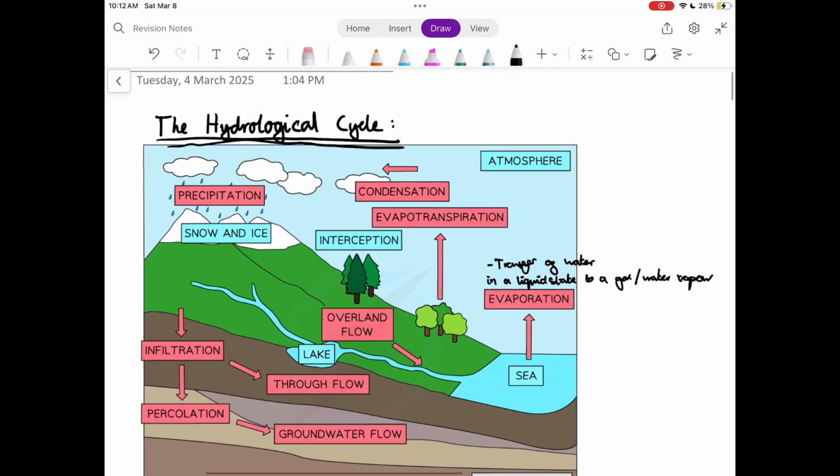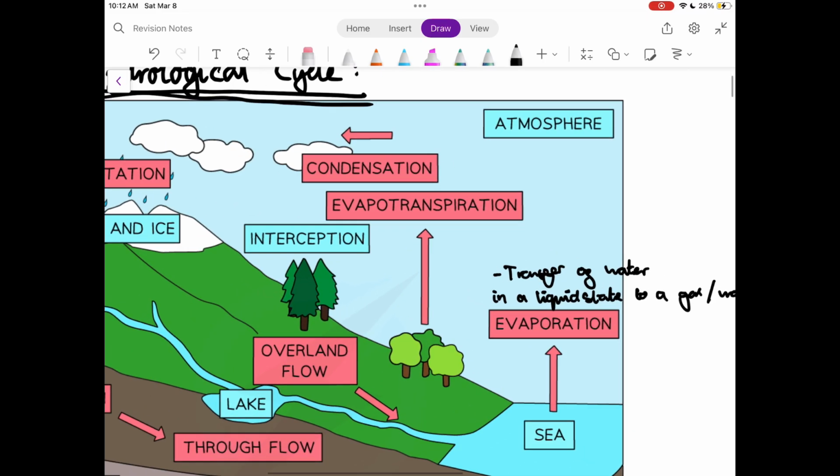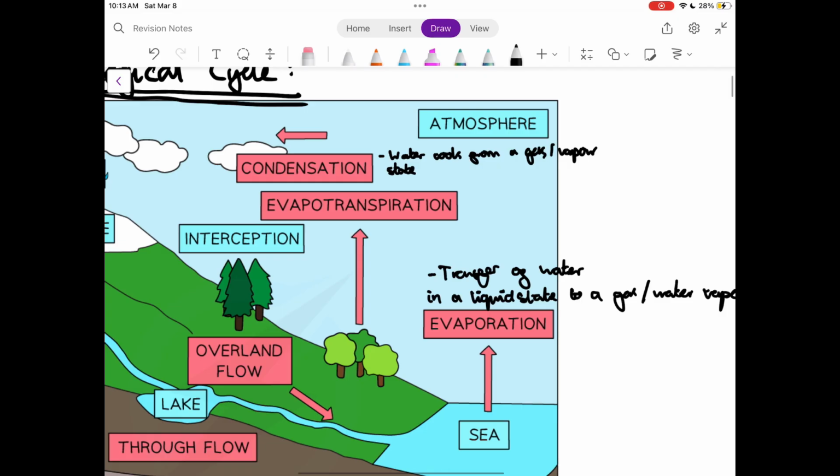Okay, the second stage is condensation, and this means when water cools from a gas, or you can also use vapor again, gas or vapor state, into a liquid in order to form clouds.